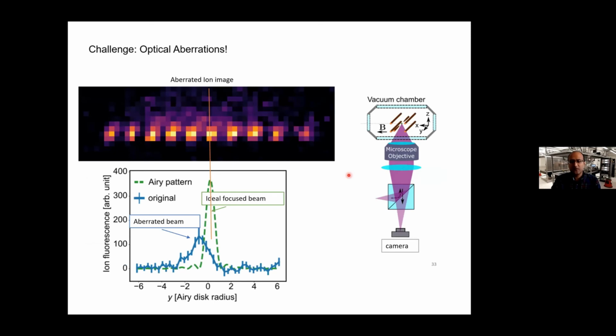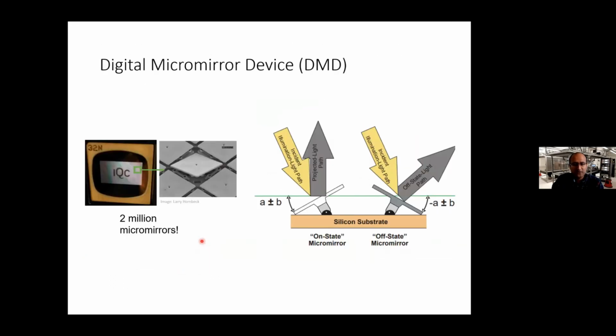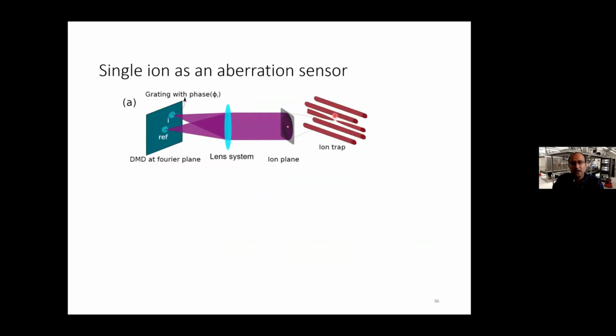What's hard? Well, if you're an experimentalist optics person, you know what's hard. If you try to focus a laser beam into a very tight spot, there are aberrations, and that kills everything, right? You want an ideal focused beam, but you have a very aberrated beam. So the trick here is to measure the aberration using the ion as a sensor, and we do that using a hologram technology. I'm not going into detail.